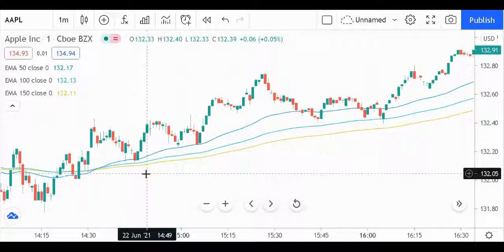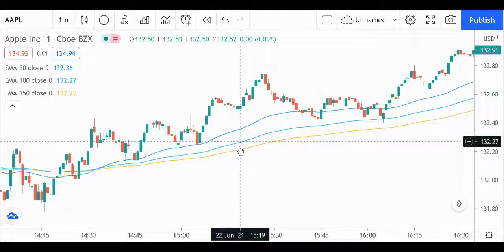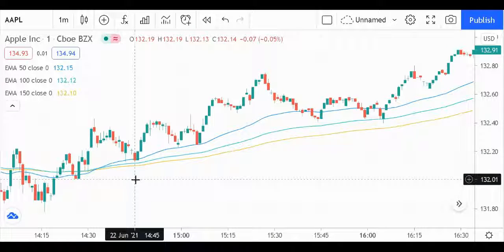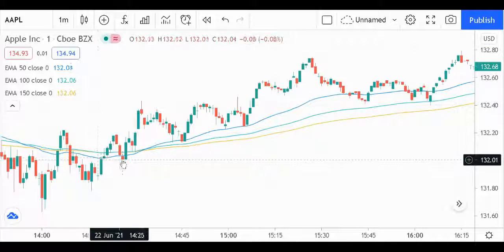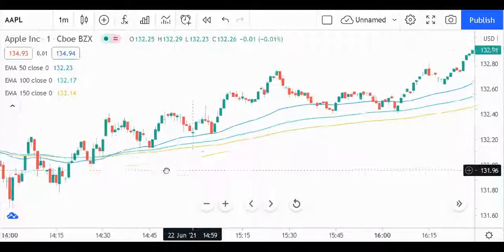What I'm saying is don't even consider being a buyer unless the moving averages are in the right order, 50 on top of 100 on top of 150 EMAs. If you have the right order, then you start watching it. If it's in the wrong order, you just stay away. You don't even consider going long or buying.